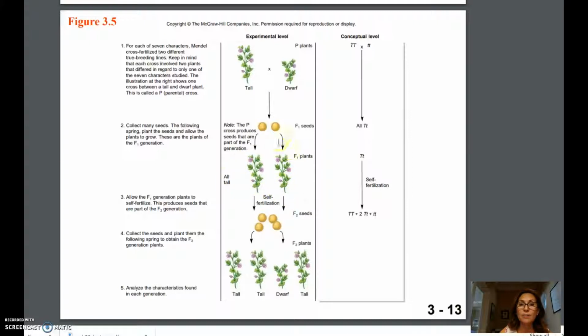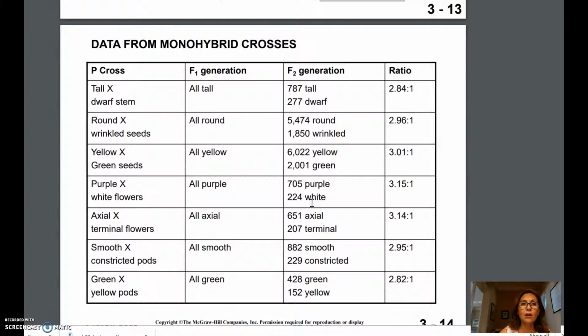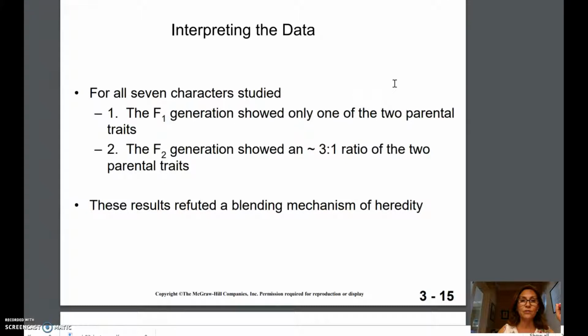When you allow F1 to self-fertilize, when you look at what is inside of that particular genotype, you'll notice that 3/4 of the plants end up tall and 1/4 is dwarf. And so what this tells you is that short is in there somewhere. You just didn't see it in the F1. Here's some actual data from that first experiment. What he saw was that a tall plant and a dwarf stem, it was a 2.84 to 1 ratio. Now, we'll get to this type of statistics a little bit later on. I just want to leave that in there for you.